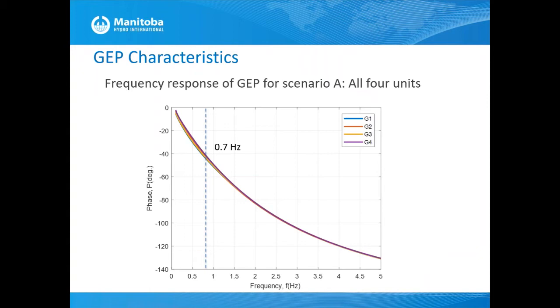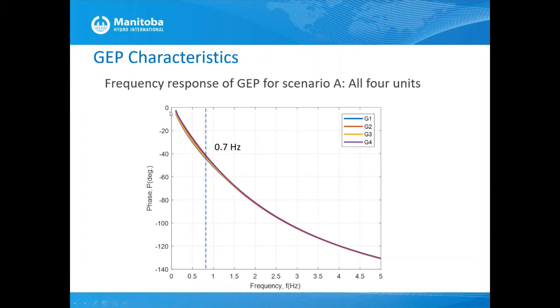Here, what we are showing is the frequency lag we talk about for the GEP block. Now, again, these characteristics depend on the generator, exciter, and the power system and the operating condition. So I have picked a scenario A, and we have estimated the phase lag characteristics for all 4 generators.